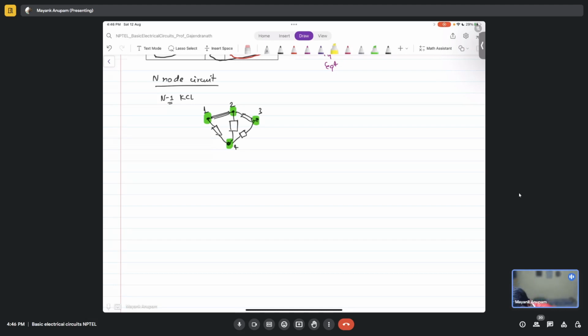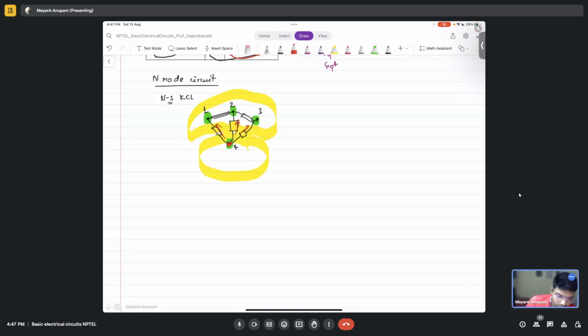The thing is that if you draw a surface between the fourth node and the other three nodes, you can clearly see that all the currents leaving one side are going to be coming out of the other side only, correct? So basically the currents are all related. One equation is redundant in that sense, one node is redundant. So you require only n minus 1 KCL equations.